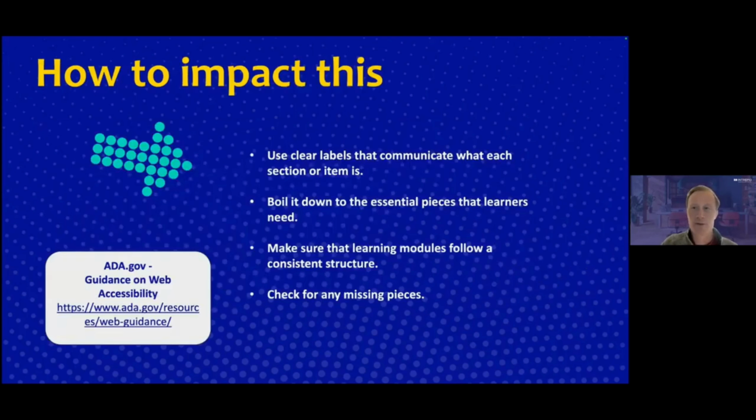So some important questions to ask when thinking about navigation are: are titles and labels easy to understand? What are the essential things that are most important to show? Do the learning modules follow a consistent structure? And are there any missing pieces? So if someone were reading the page to you, could you easily direct them to where you want to go?